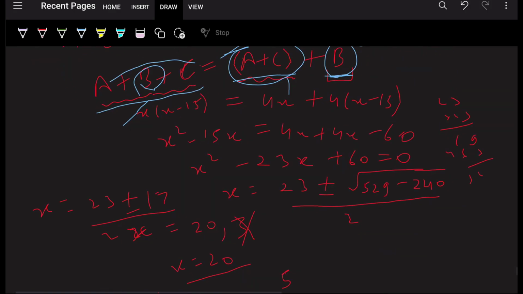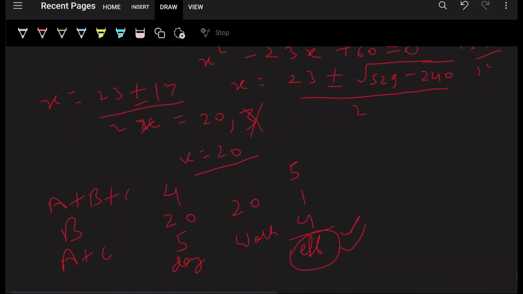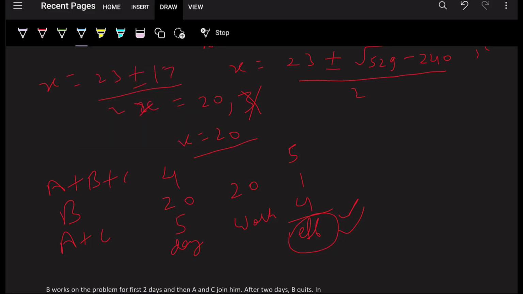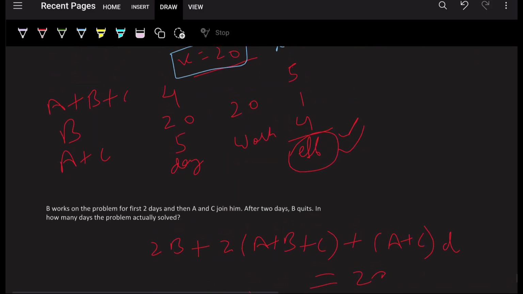So now solving this, we get the value of X as 20 and 3, but we reject 3. Why? Because A plus C takes X minus 15 days, and if we take the value of X as 3, then the number of days will come out negative. So now 3 is rejected, and the final value of X will be 20. So now we will see the table. The table is as follows.